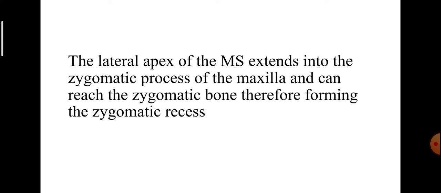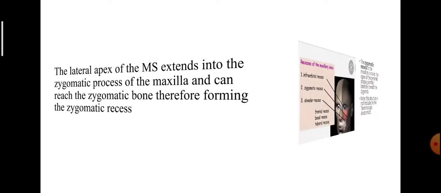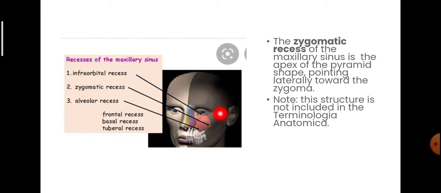The zygomatic recess of the maxillary antrum. The lateral apex of the maxillary sinus extends into the zygomatic process of the maxilla and can reach the zygomatic bone, and therefore forms the zygomatic recess. This deeply recessed area is the zygomatic recess of the maxilla.